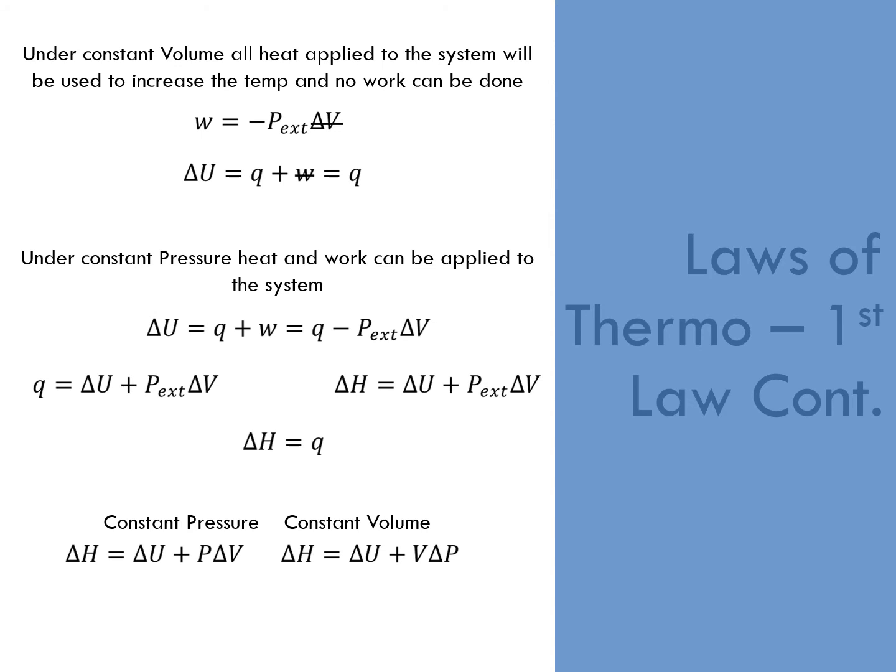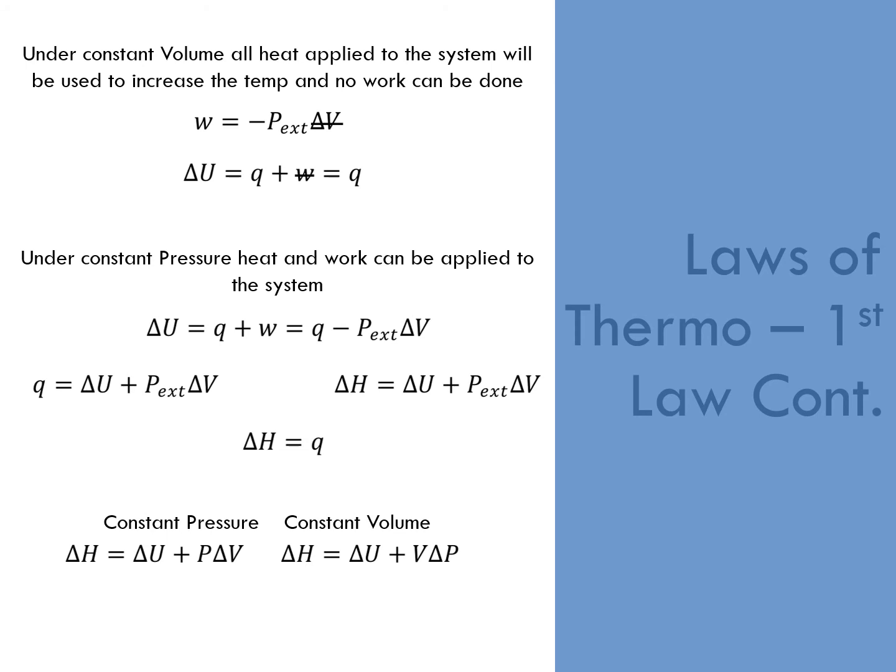Additionally, with the first law, under constant volume, all heat applied to a system will be used to increase the temperature and no work can be done. Since there is no change in volume, our work goes to 0, because work is equal to negative P exterior times change in volume. That simplifies our energy equation to delta U is equal to Q.